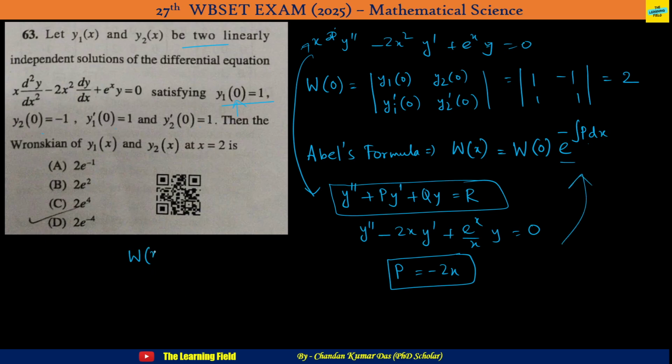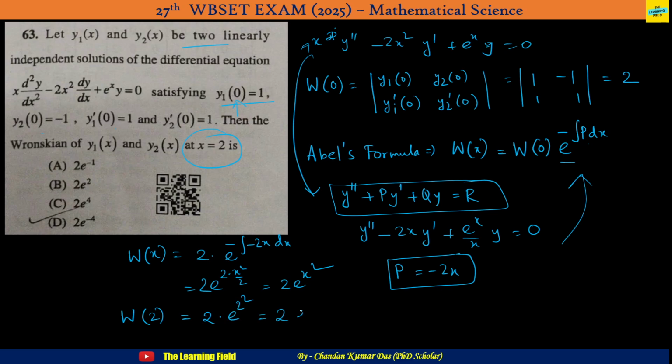So the Wronskian at x equals the Wronskian at 0, which is 2, into e to the power minus of minus 2x dx, that is 2 e to the power 2x into x square by 2, that is 2 e to the power x square. Now we have to find the Wronskian at x equal to 2. So the Wronskian at x equal to 2 is equal to 2 into e to the power 2 square, that is 2 e to the power 4. The answer is option C.